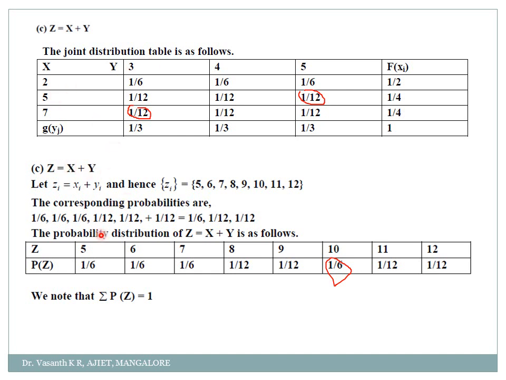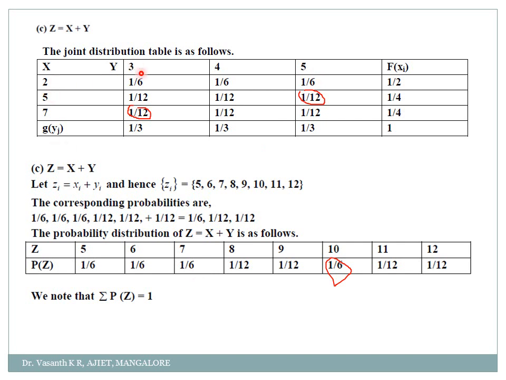So 2 plus 3 is how much? 5. 2 plus 4 is 6. Okay, write its probability. That's it. 2 plus 3 is 5. So x plus y, correct? That is 1 by 6. 2 plus 4 is 6. Its probability is 1 by 6. Then 2 plus 5 is 7. 7, its probability is 1 by 6.